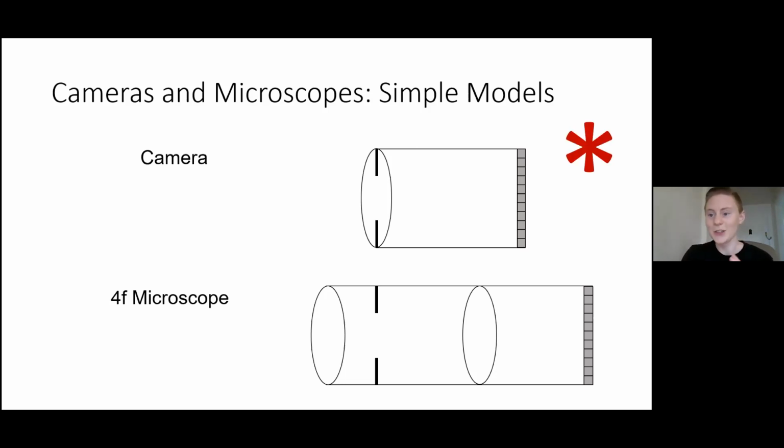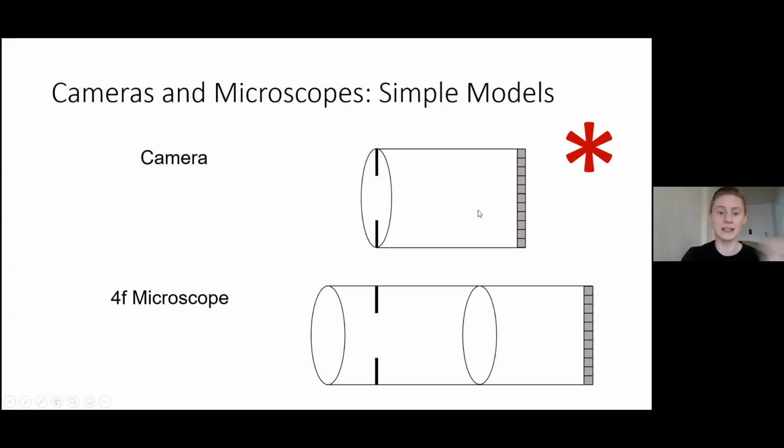And I'm just going to throw up this bright red asterisk here because these are simplifying assumptions. They're not necessarily going to be true in all cases. I'm just going to be taking this general, what is the picture in the head of a person who's thinking about a microscope or a camera? So we're going to be ignoring a lot of the fine details and a lot of possible other ways of doing these things and just keeping to the simple standard models. So here's my camera. Here's my microscope.